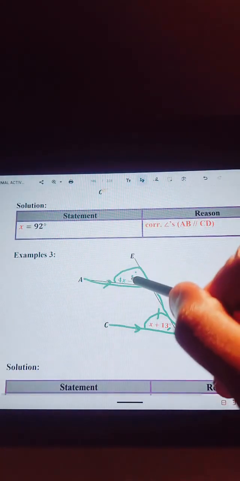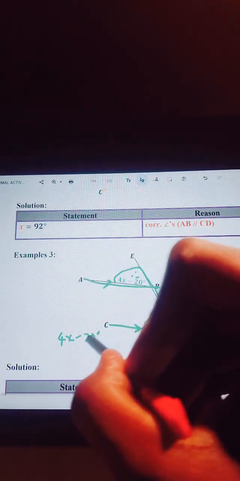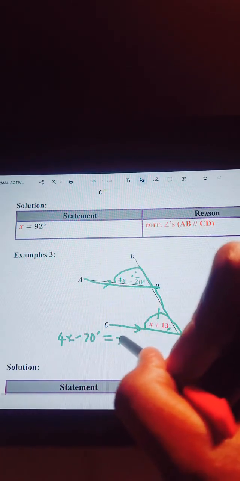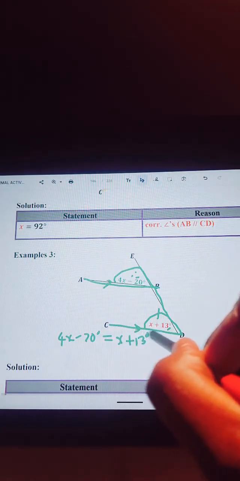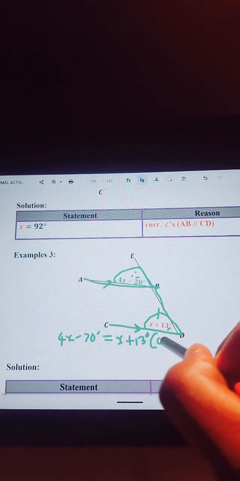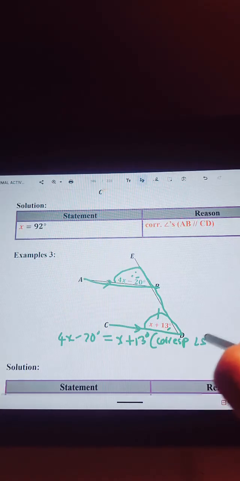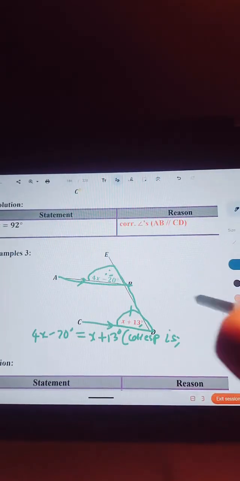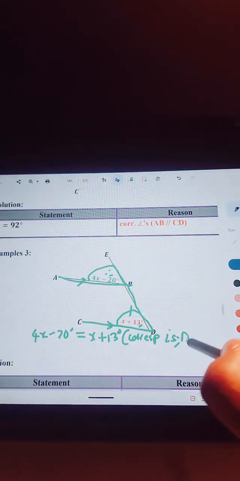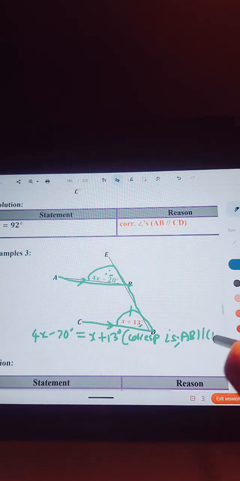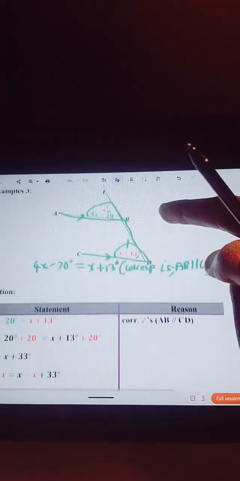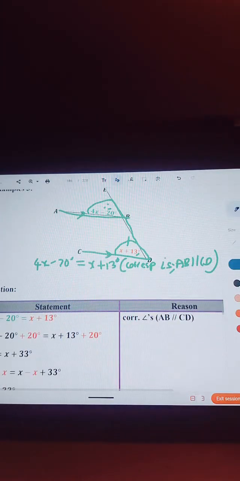What do we say about the angle 4x minus 20 degrees? 4x minus 20 degrees is equal to x plus 13 degrees. What's the reason? Corresponding. So we say corresponding angles, corresp angles for short. Then we state the lines that are parallel. AB is parallel to CD. All right, AB is parallel to CD.